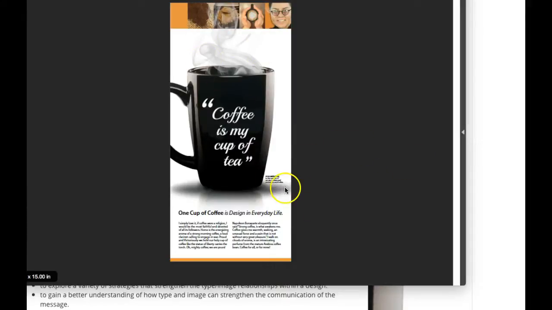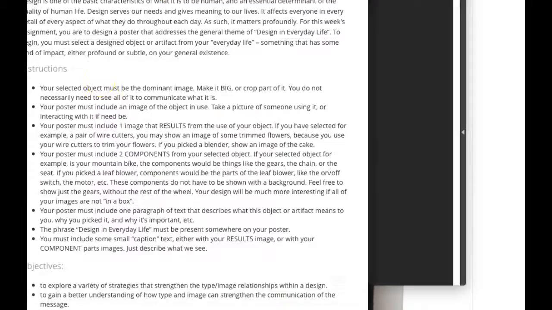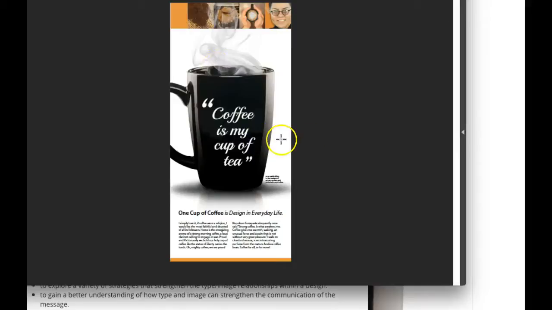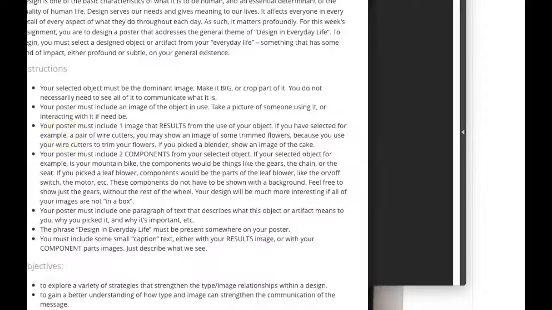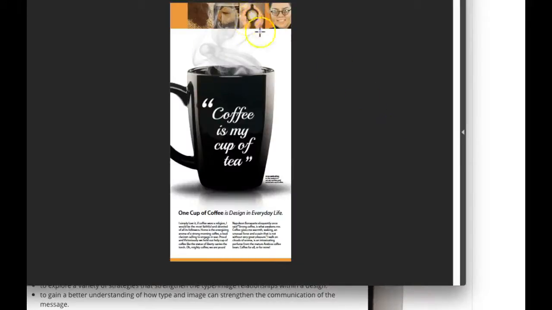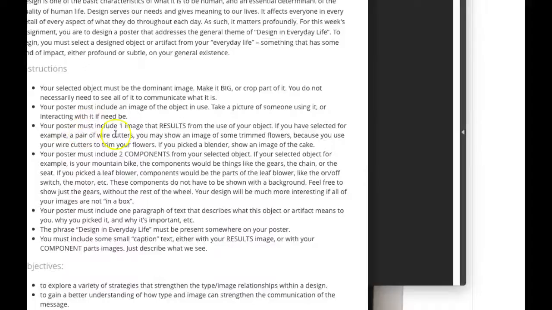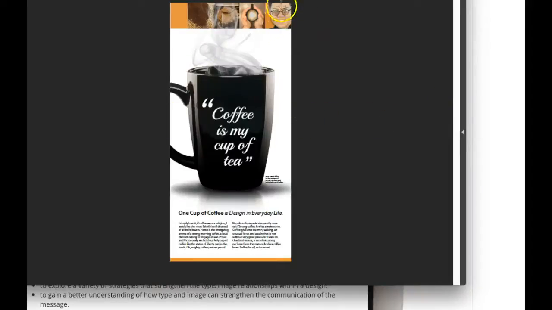So this is good. There's nothing wrong with this. It's perfectly good. But let's take a look at the instructions and the requirements. You'll select an object, coffee, and that must be the dominant image. So your coffee cup, we get it. That's the dominant image. Poster must include an image of the object in use. Take a picture of somebody using it. I guess that would be considered using coffee. Then your poster must include results from the image. Results from drinking coffee. Happy girl.